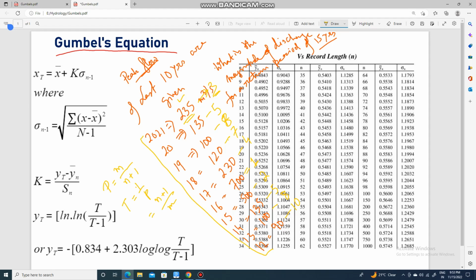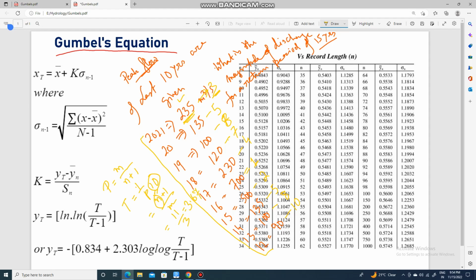So let us see. N plus 1 means, the total number of data is 10, so n will be equal to 10, plus 1, so it will be 11. M is the order of the event. For 235, the order is 3, so 11 by 3 will be the return period. If I use the calculator, you can see that this amounts to 3.66666. So we can write this as 3.67.